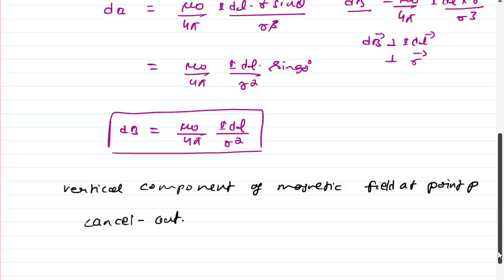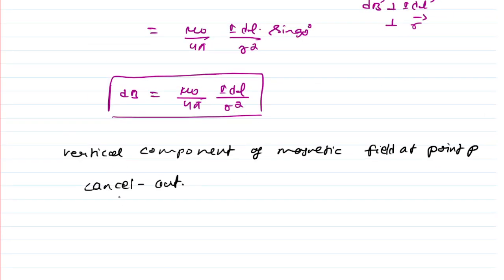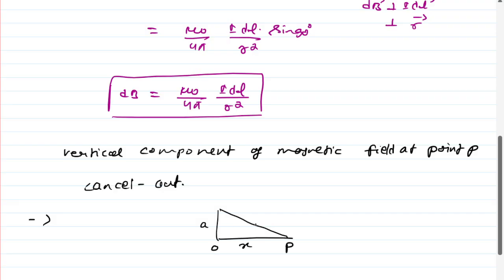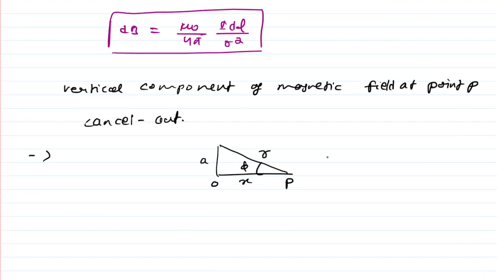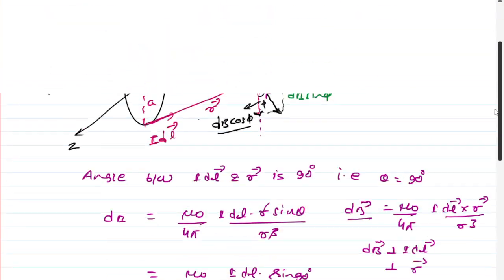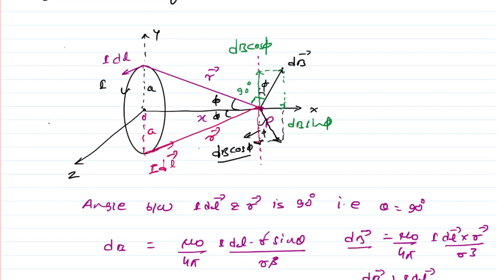So now only the horizontal component. So the magnetic field is only due to the horizontal component. In this right angle triangle, this is the radius, this is the distance from the center to point P, this is the r vector, and this is the phi angle. So for the net magnetic field, the horizontal component is only dB sin phi, and due to this element also dB sin phi only.